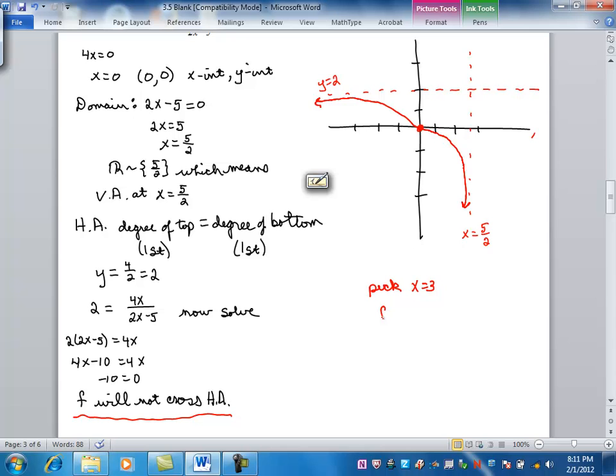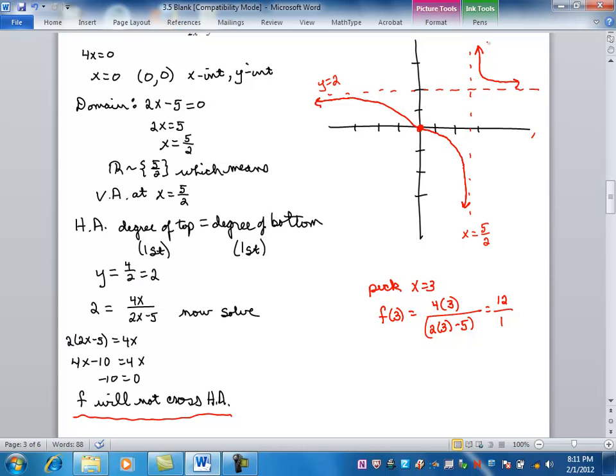Pick x equal 3. f of 3 equals 4 times 3 over 2 times 3 minus 5. Well, this is 12 over 6 minus 5, which is 1. So there's our graph. There's the graph of our function.